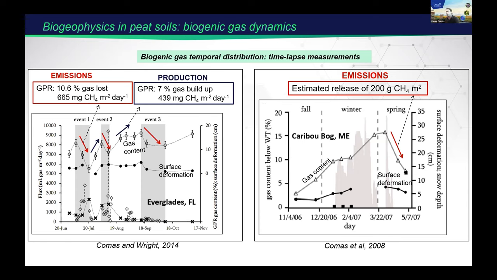Again, we've done this in tropical or subtropical soils like the Everglades, but also in northern systems like in Maine. This was interesting to highlight because it showed the buildup of gas content over the winter, and then as soon as the spring melt happened, you had a sudden release. It's almost like the snow was creating a barrier that, as soon as it was gone, caused a very large release. And based on the carbon content or the percent of carbon loss, we can infer an actual proper mass of methane being lost.